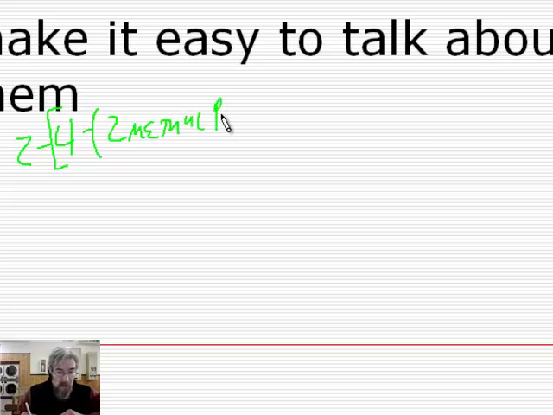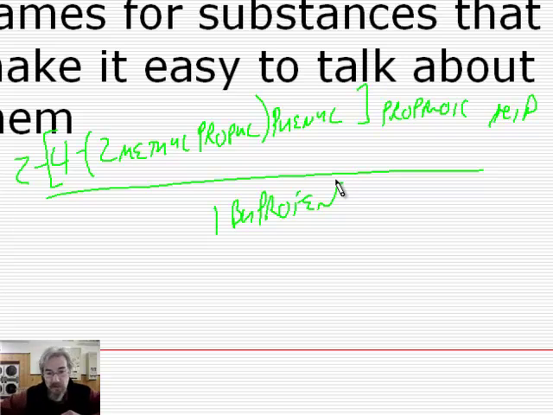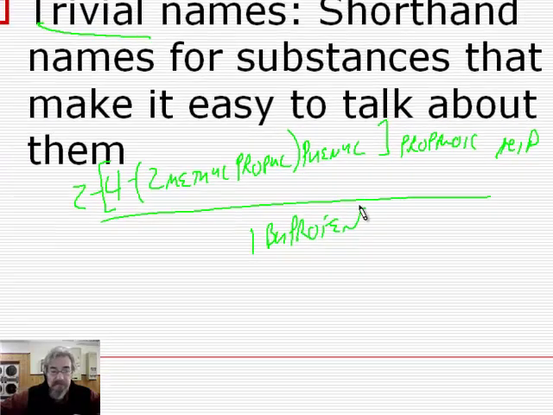2,4-methyl propyl phenyl propanoic acid. That big long name is what we call ibuprofen. So that nickname is very useful, because nobody wants to say 2,4-methyl propyl phenyl propanoic acid all the time, every time they want to take that Advil.